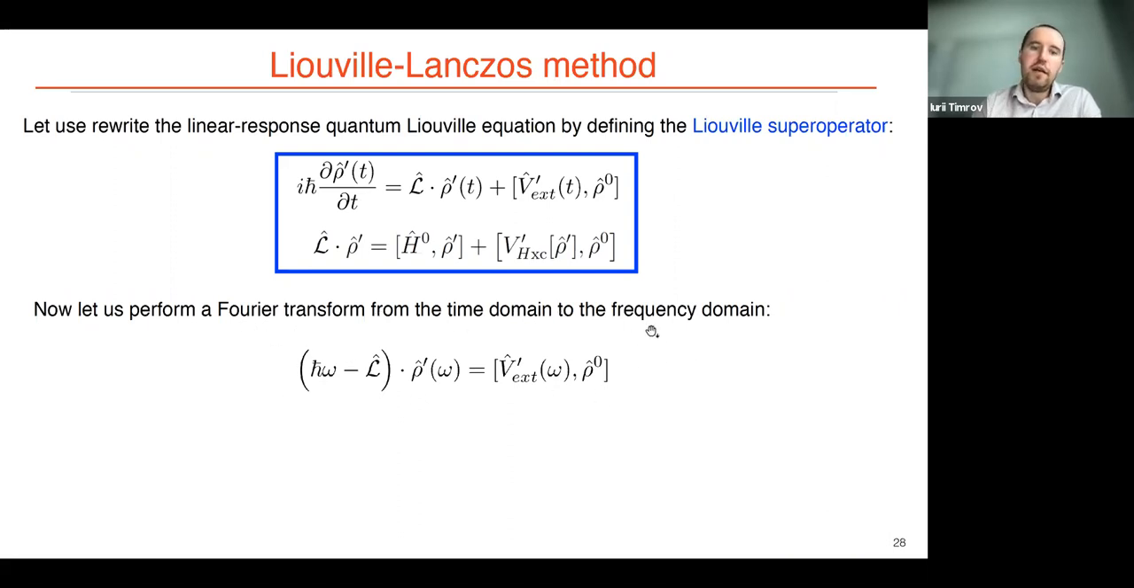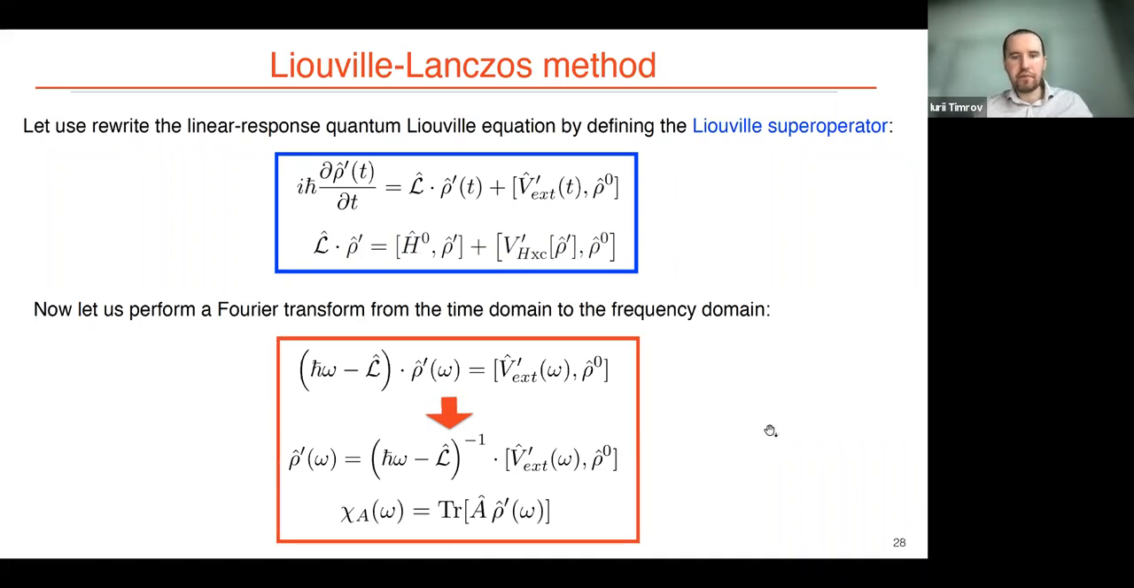And in this linearized equation in frequency domain, we have h bar omega, which is the frequency of the photon, minus the Liouville superoperator acting on the unknown, and on the right we have the commutator between the external potential and the ground state charge density matrix operator. And formally, we can write the solution of this equation simply by bringing the operator in square brackets to the right with the power of -1. So formally, we can write it like this.